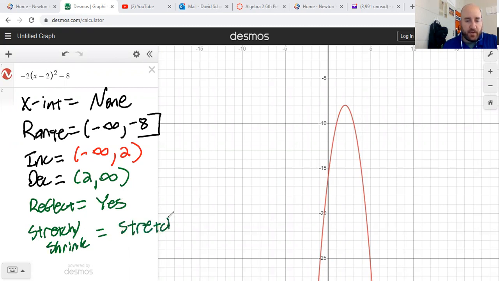If it was less than 1, I would put shrink by a factor of whatever the number is, not the negative. Negative's only telling me reflection. So even if I have a negative, I'm ignoring the negative. So it's stretch by a factor of 2. Shrink by a factor of 1/4 if there was a 1/4 out there.